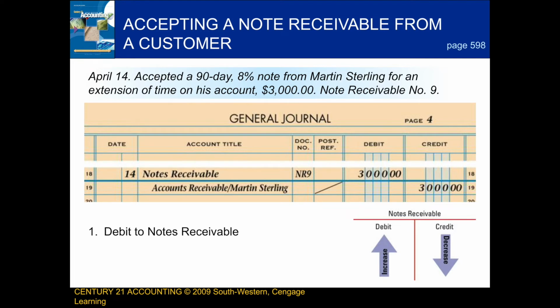So we record a debit to notes receivable, and then we record a credit to both accounts receivable and the customer. And one last thing to note here is that notes receivable is listed as an asset account and has a normal debit balance. So it increases by a debit and decreases by a credit.